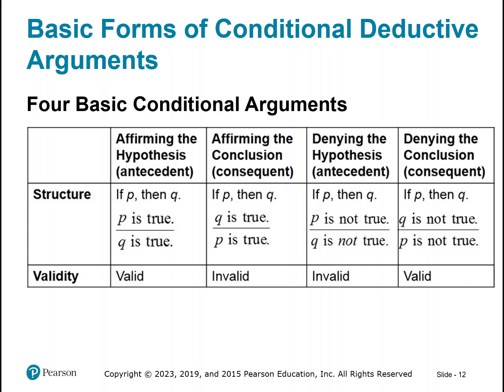Okay, so we have 4 basic conditional arguments of the deductive type. There's affirming the hypothesis, saying P is true, affirming the conclusion, saying Q is true, denying the hypothesis, saying P is not true, or denying the conclusion, Q is not true. Now, hypothesis can also be replaced with the term antecedent, as conclusion can be replaced with consequent. I don't use antecedent and consequent very often, just so you know. I'll only use those when I have to.